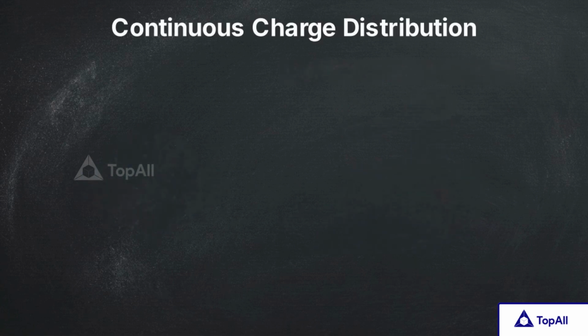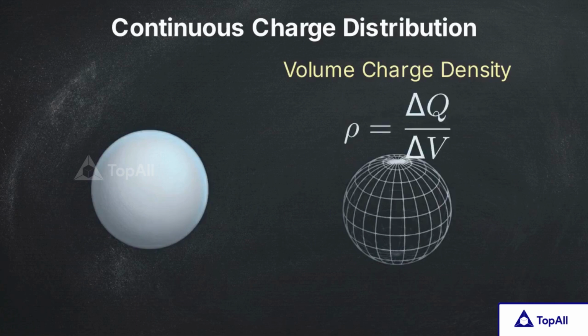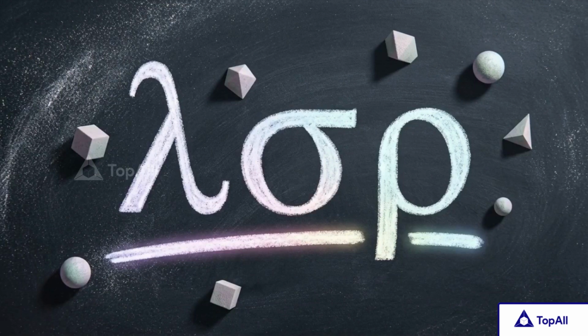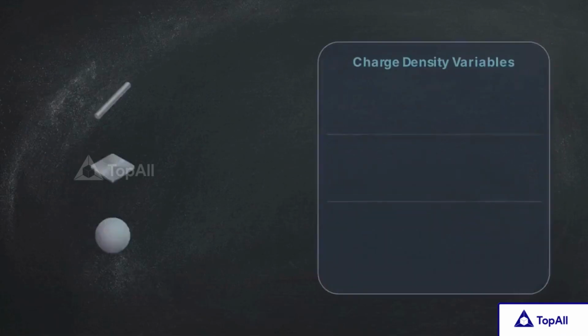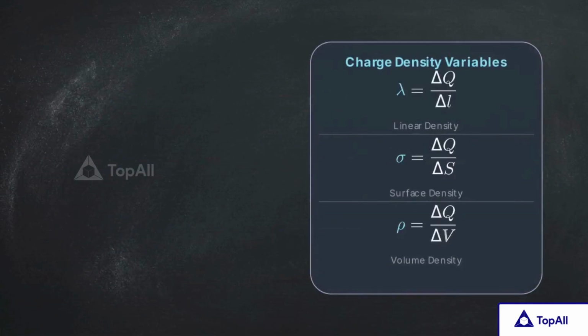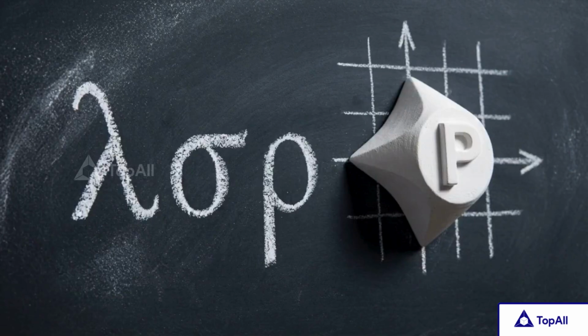Sigma allows us to calculate how charge is distributed across a specific area element on a surface. Finally, for 3D objects, we define the volume charge density, known as ρ. ρ measures how much charge is packed inside a specific three-dimensional volume element. These three densities, lambda, sigma, and ρ, serve as translation tools, converting physical shapes into pure math without needing to account for individual electrons.